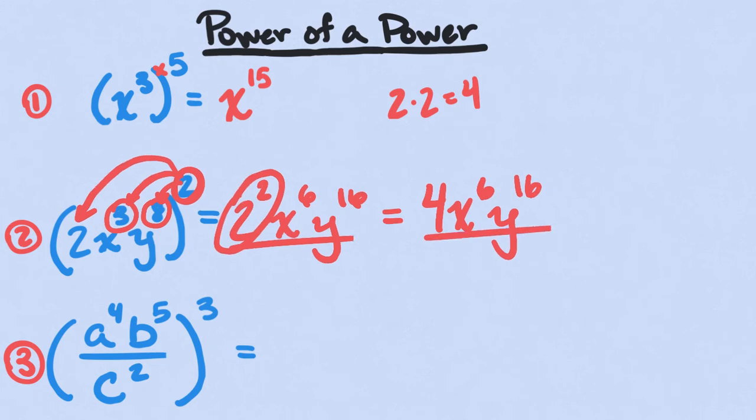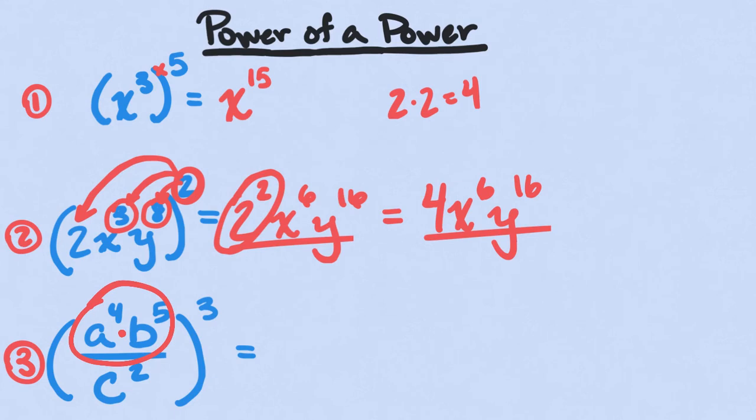All right, so for number 3, now we have a to the 4th power, b to the 5th power, over c to the 2nd power, and now that entire thing is being cubed. Now, one thing I think it's important for us to know is that a to the 4th power, b to the 5th power, these two values, since they're variables and they're paired together like that, they are being multiplied. So it's really a to the 4th power times b to the 5th power, and then these values are being divided by c to the 2nd power. Okay, and then the whole thing is being raised to the 3rd power.